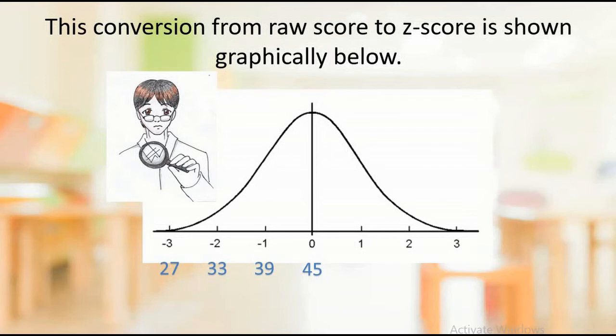Next, we will proceed to the right. So you will add 6 to 45. So 45 plus 6 is 51. 51 plus 6, that is 57. 57 plus 6, that is 63.